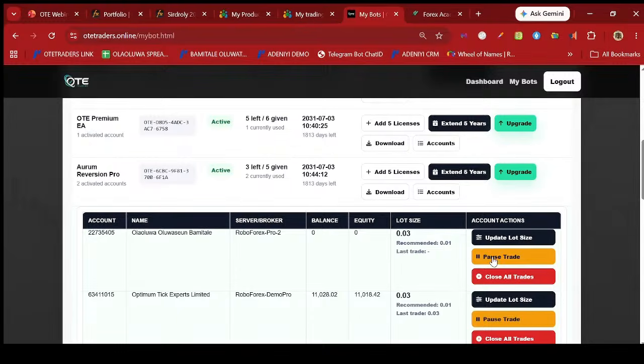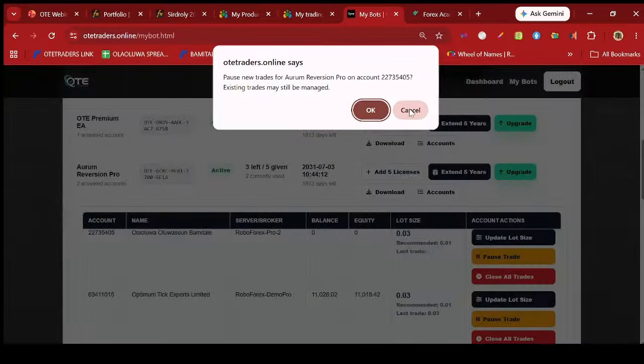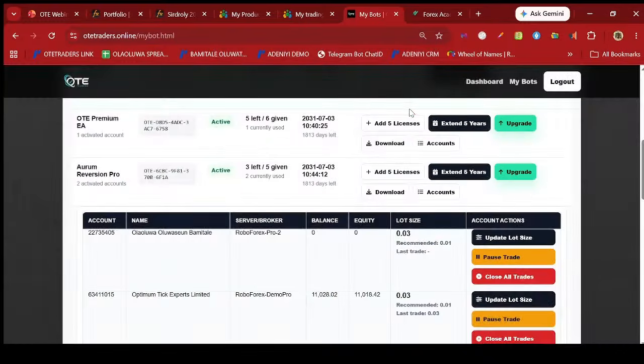So if you want to pause your trade, for example, maybe you don't want to trade, you can just click here, pause trade. So your trade will just get paused immediately. So no trading activity will go on your account. This is what you can do from your back end on the website once you make payment. So this is where all our clients, we have this kind of dashboard. This is a new improvement.